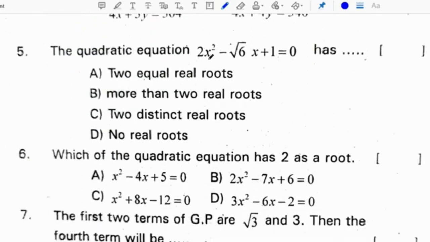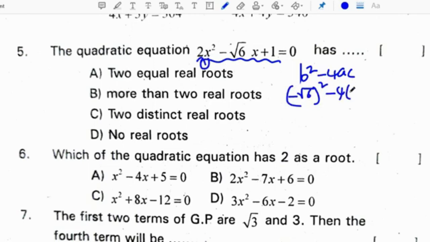Fifth question, the quadratic equation 2x squared minus 6 root 6 x plus 1 equals 0. To find the number of real roots, we need to use the formula b squared minus 4ac. So here b is minus root 6, squared, 4, a is the x squared coefficient which is 2, and c is the constant which is 1. So minus root 6 squared will be 6, 4 into 2 into 1 is 8, 6 minus 8 is minus 2. If the discriminant is a negative number, it has no real roots. So the correct option for the fifth question will be D.